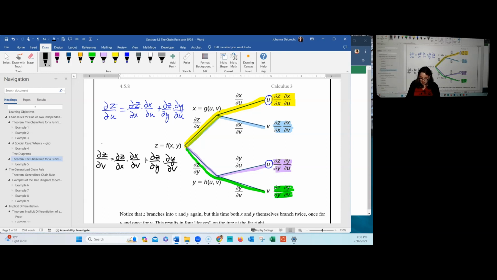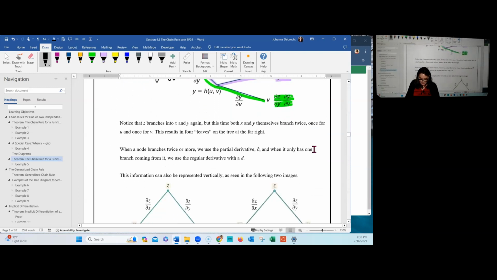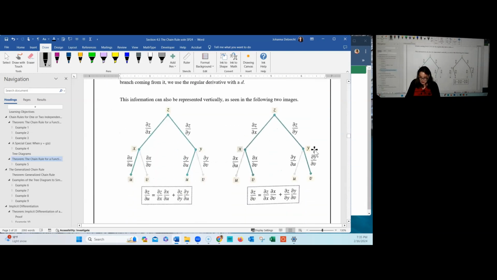As you can see, this can get quite complicated as you're coming down. And you can imagine that there can be all sorts of mixtures of functions of different numbers of variables involved. The tree diagram can really help to make things more clear. You can also represent this information vertically, and you'll see in these two images here that they've highlighted the path leading to u on the left, and they've highlighted the paths leading to v on the right, giving us the partial of z with respect to u on the left and the partial of z with respect to v on the right.